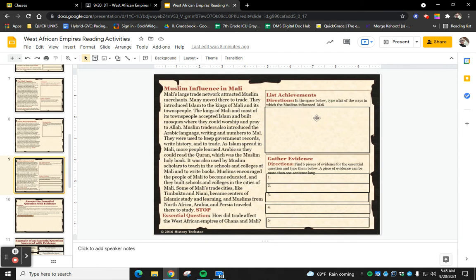So, in the space below, you're going to type a list of the ways in which Muslims influenced Mali, and then you're going to find another 5 pieces of evidence for the essential question. Type them below. Again, the essential question is, how did trade affect the West African empires of Ghana and Mali?